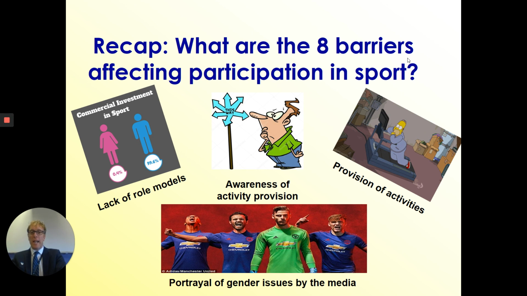Okay, so next lesson will develop this a little further, and we'll look at ways that you can overcome those barriers and ways that various leisure centres and sporting organisations help overcome those barriers. So we'll see you again next week. Stay safe, everyone.